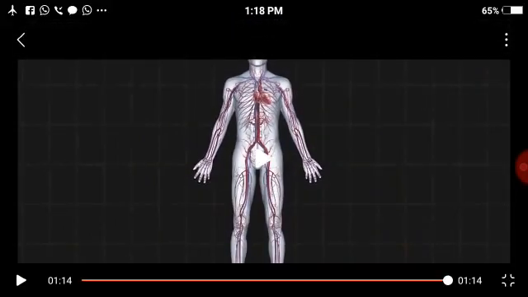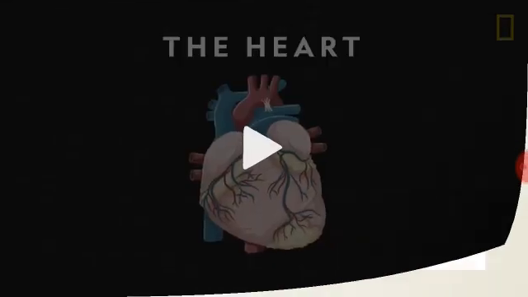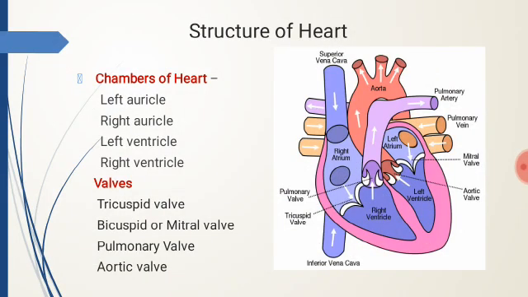So students, today we have discussed the structure of the heart, in which we have studied in detail the 4 chambers of the heart: left auricle, right auricle, left ventricle and right ventricle. We have also discussed the location and function of 4 valves: tricuspid, bicuspid, pulmonary and aortic.